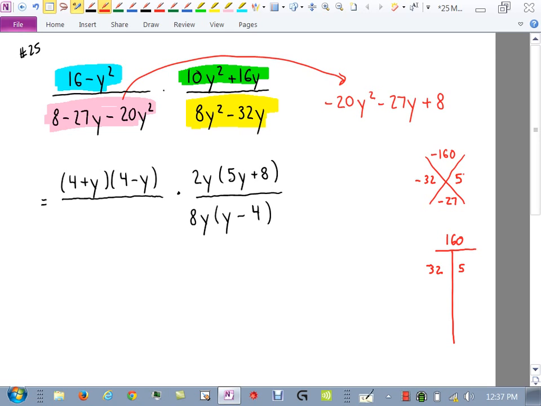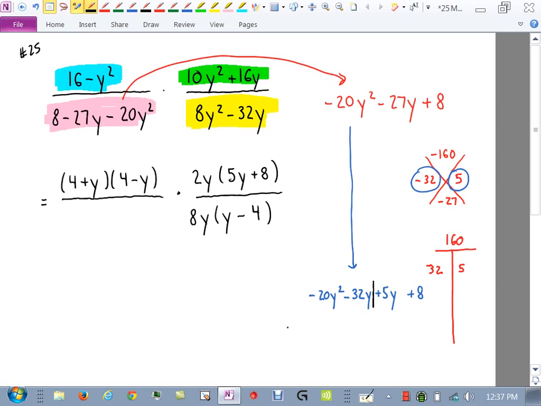Yes? Okay. Now let's look at how you do this with the grouping, because this is important. You take this down here and you look at the outside, right? Negative 20y squared. You write the outside terms plus 8. The inside terms come from those two numbers that we just got, negative 32 and 5. So I have negative 32y, and then plus 5y. Good. Then we cut that in half, and we do our grouping here.